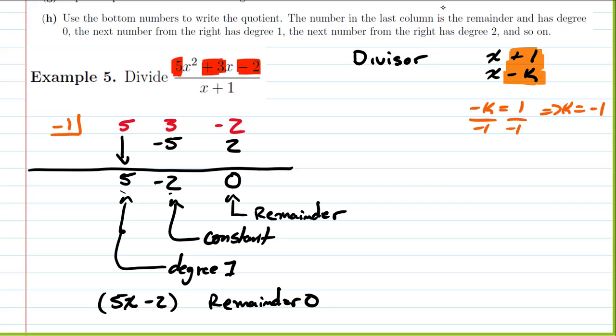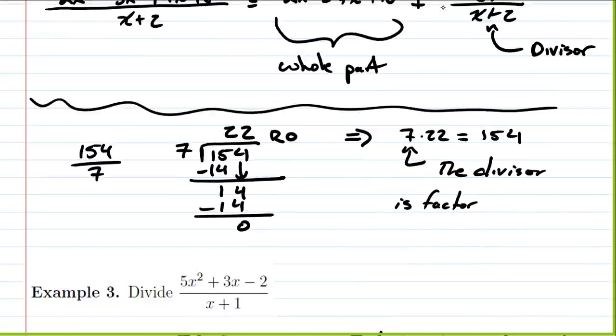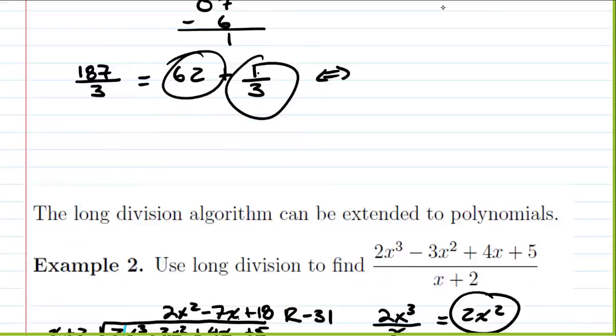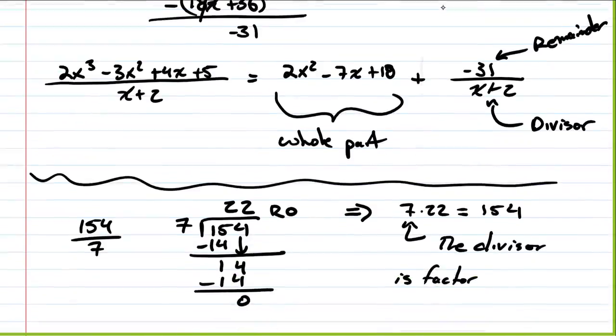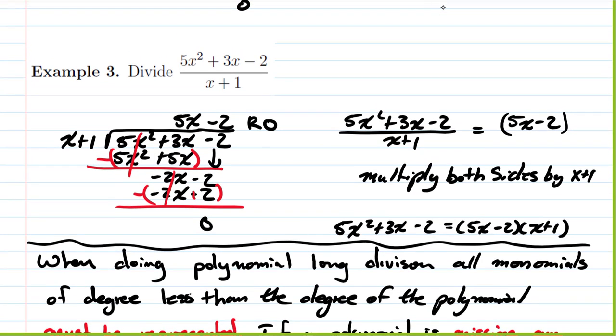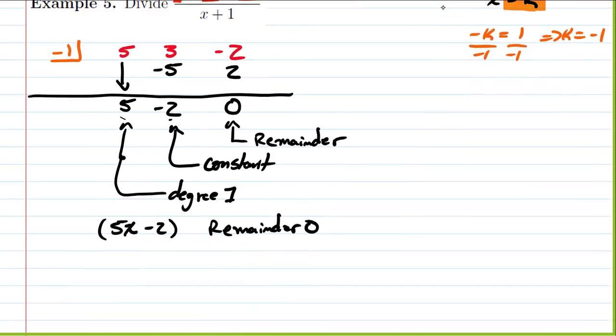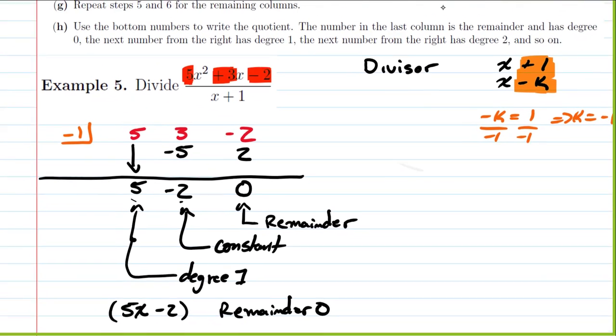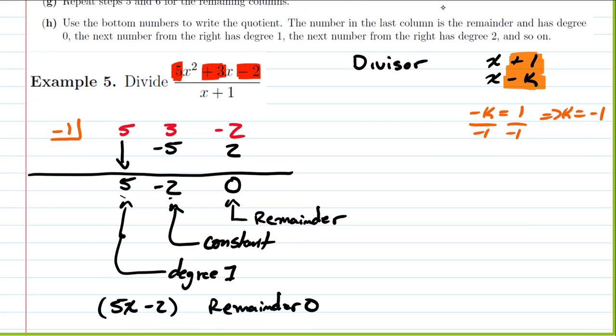So let's go back and take a look. This was actually example 3, right? Where we did the long division. We did the long division, and what did we get? 5x minus 2. And when we did the long division here, what did we get? 5x minus 2. So synthetic division seems a little different, but we'll notice a few things when we compare and contrast this with the division algorithm.